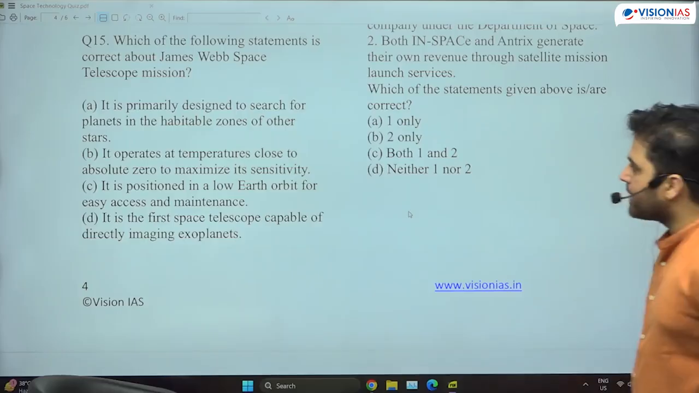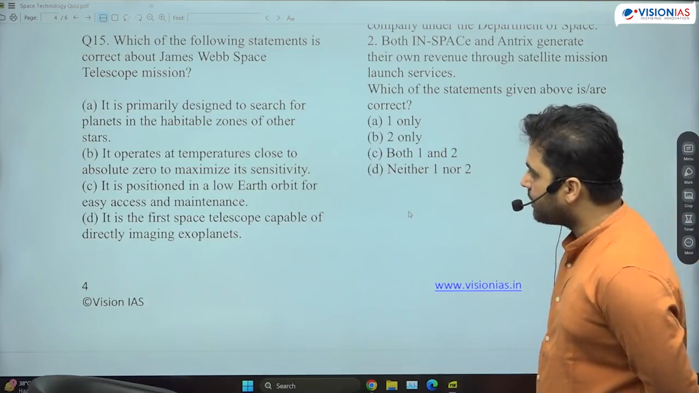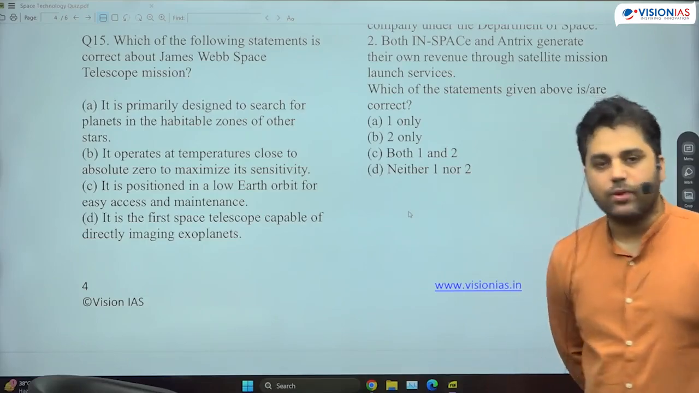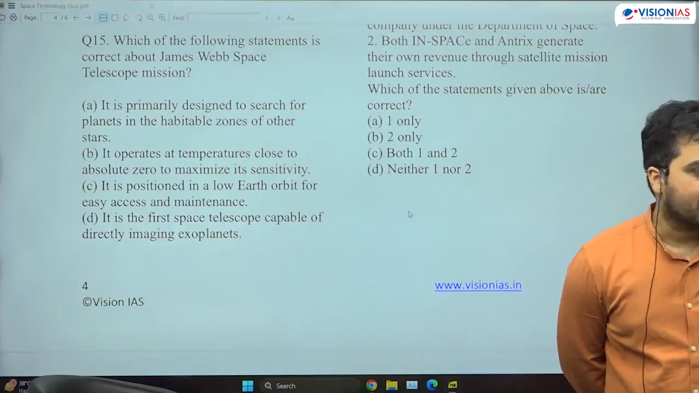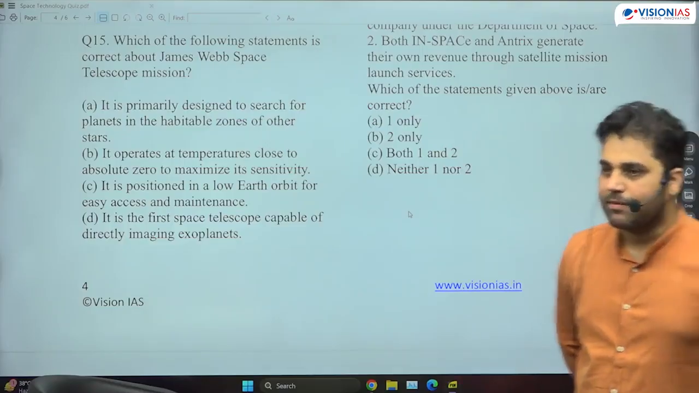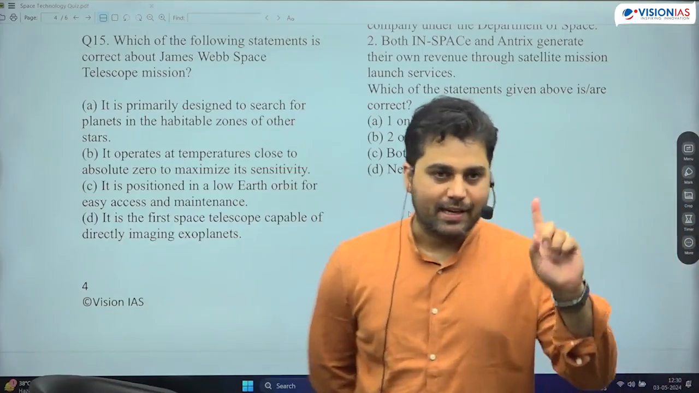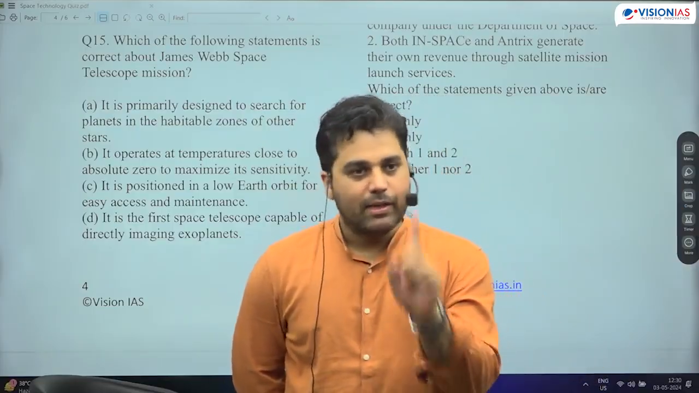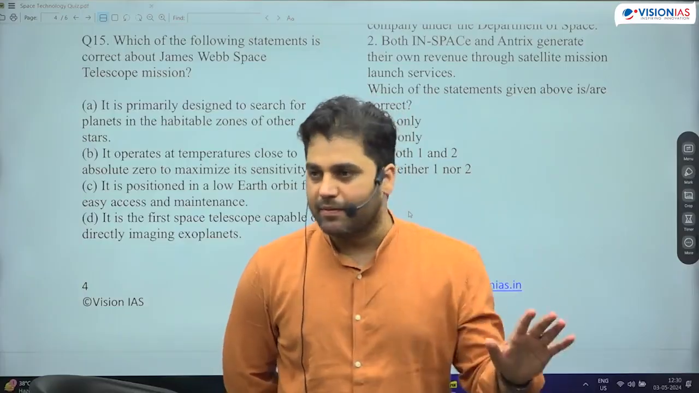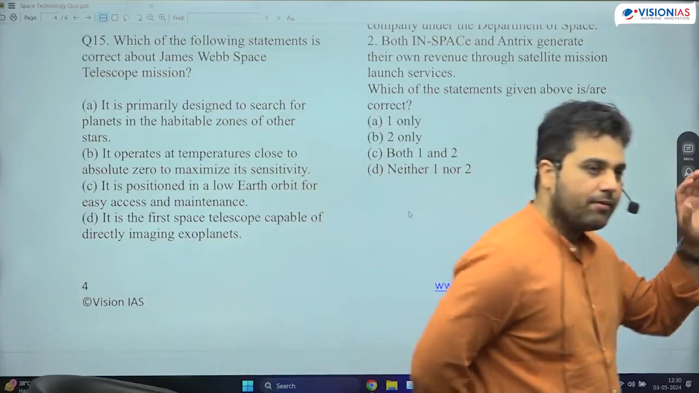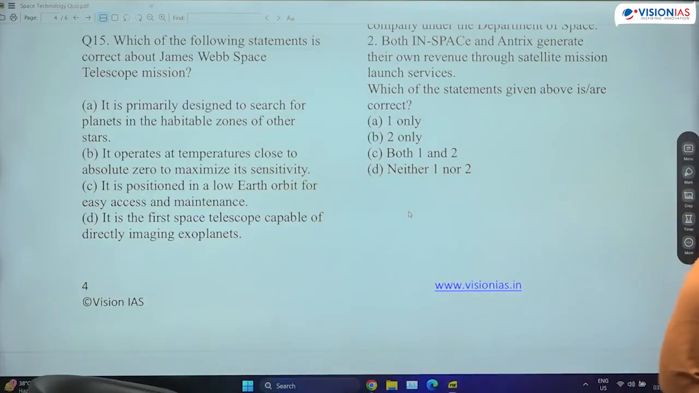It is primarily designed for search for planets in habitable zone of other stars. That is not at all true. It can do that, but it is not designed for it. Just because I told you one story that it has found, that is only one example. It can do so many different things. It can find out about the formation of the earliest stars and earliest galaxies in the universe.